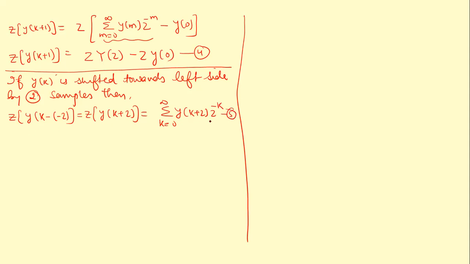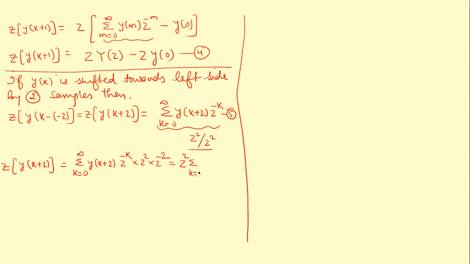Now we'll do the same thing. We'll multiply this equation with z square and we'll divide with z square, right? So by doing so, we have this summation k is equal to 0 to infinity yk plus 2 z minus k into z square into z raised to the power minus 2, right? So this will give me z square and summation k is equal to 0 to infinity yk plus 2 z raised to the power minus k plus 2, right?